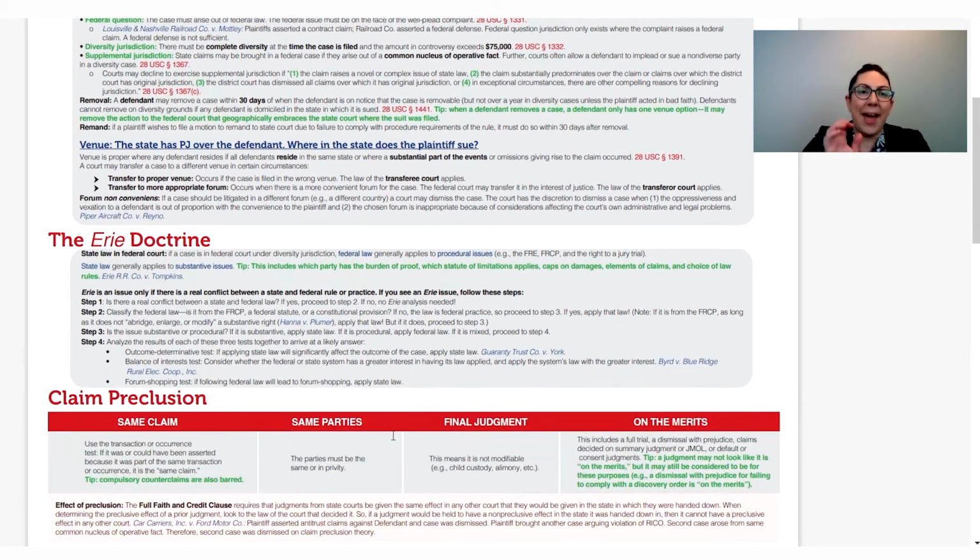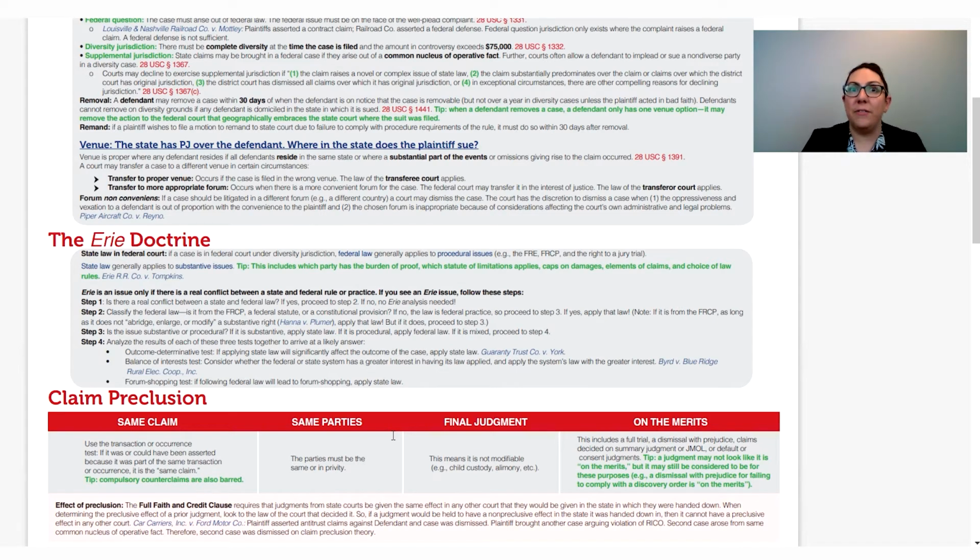The next issue we have here is on the Erie Doctrine. This is an issue that might come up in a federal court case that is being heard under diversity jurisdiction. So remember, diversity jurisdiction usually happens when you're in federal court on a state law claim, but you're there because the parties are from different states and the amount in controversy is over $75,000.